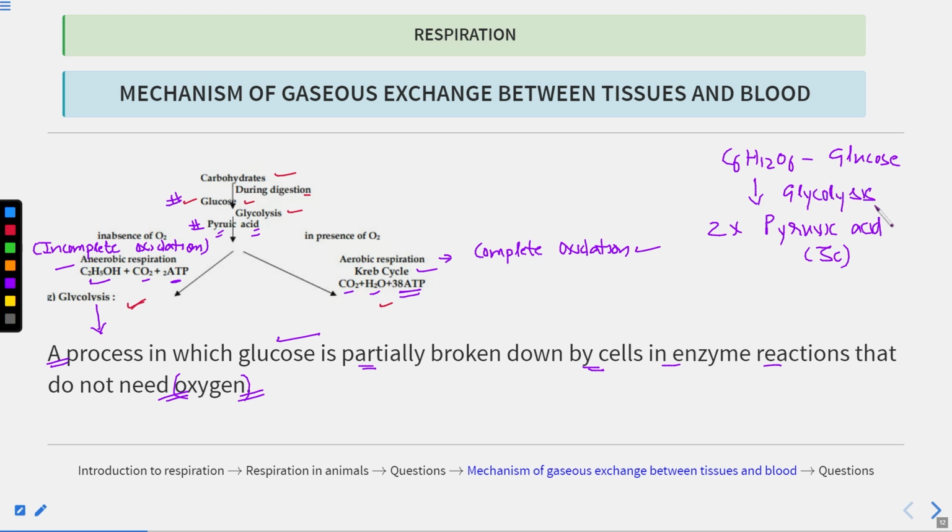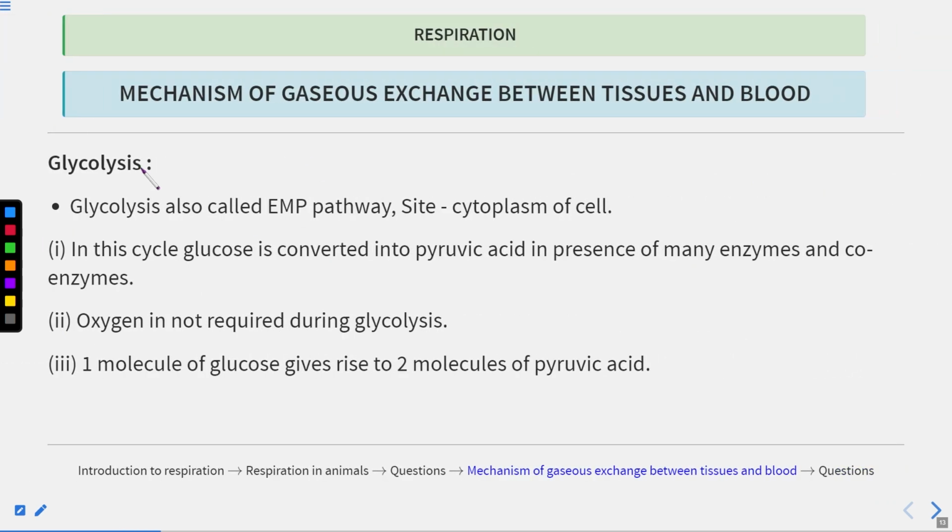Glycolysis is also a multi-step process and a lot of enzymes are involved there. So we'll study glycolysis in the upcoming slides. Clear? Now let's study glycolysis first, which is the first step of aerobic as well as anaerobic respiration.